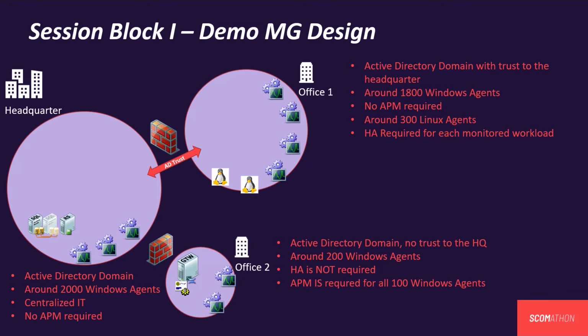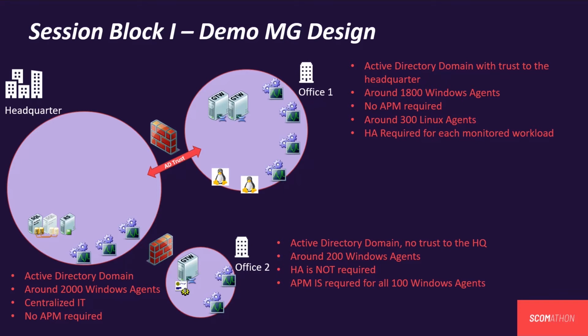So Office 2 does not require high availability for the monitored Windows agents. So I'm going to place only one gateway server there, not two. And what I also need here is a certificate. The certificate is actually needed because we don't have a trust, we don't have Kerberos authentication, so this gateway needs to talk to the management server in the central location over the certificate. Let's see now Office 1, sorry.